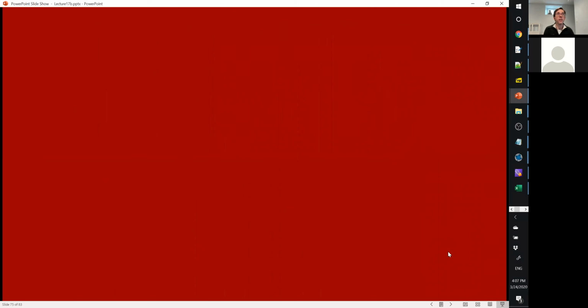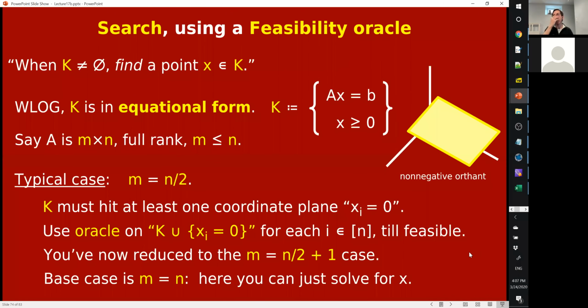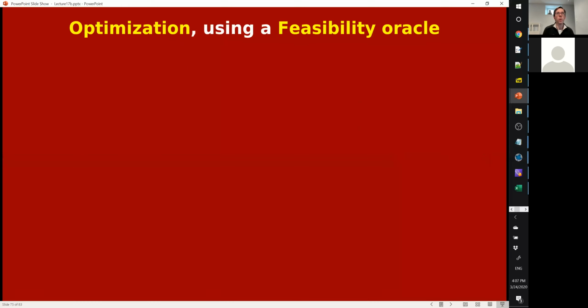Great. So that's actually the end of search. If you have a feasibility oracle, you can actually find points in the polytope. And the last one we'll talk about is optimization using a feasibility oracle.